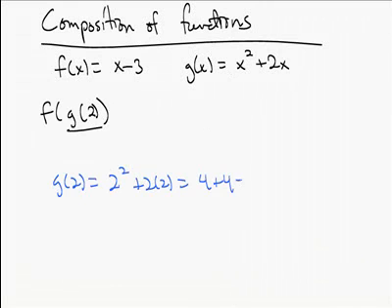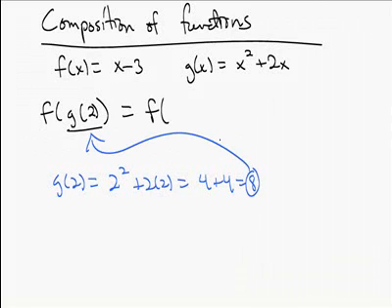That's 4 plus 4, or 8. So I'm going to put the 8 in for g of 2, and then I get f of g of 2, which is equal to 8. Well, f says to take the value you put into it, and subtract 3. So we get f of g of 2 is equal to 5.